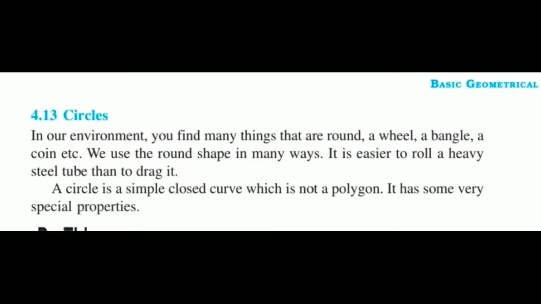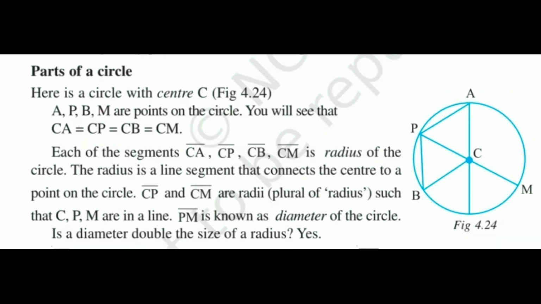A circle is a simple closed curve which is not a polygon. It has some very special properties. So, parts of a circle. Here is a circle with center C. A, P, B, M are points on the circle. You will see that CA, CP, CB equal CM.